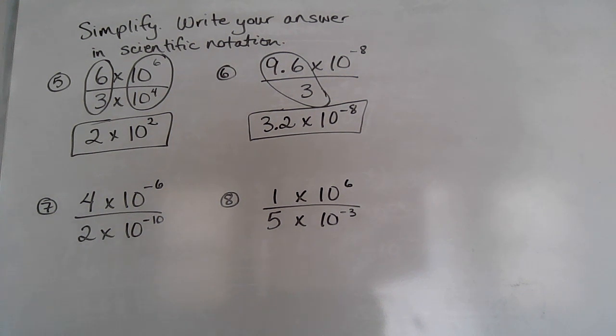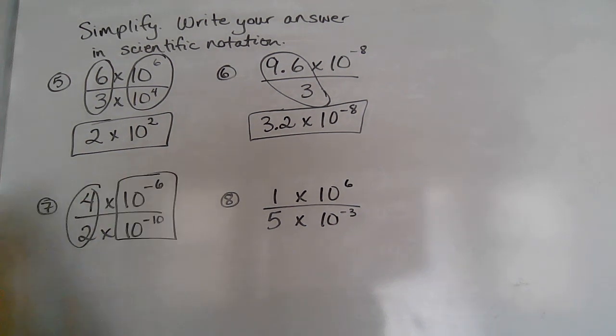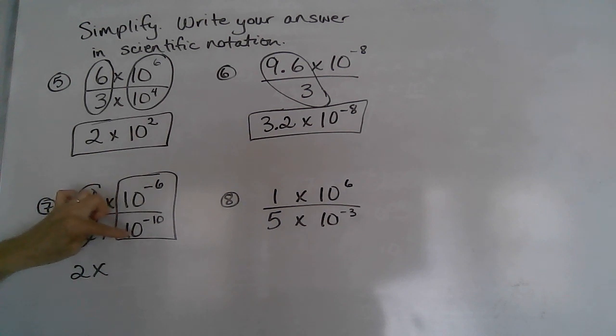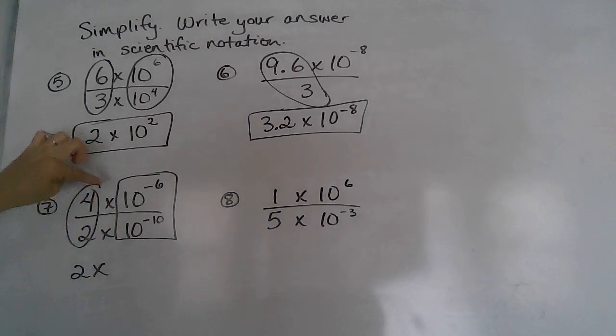Let's check number 4. Number 4, pair up your regular numbers, pair up your powers of 10. 4 divided by 2 is 2. And here we have something interesting going on. A couple different ways you can look at it. Because we have both of our exponents negative, it's basically saying that this one belongs in the denominator and this one belongs in the numerator.